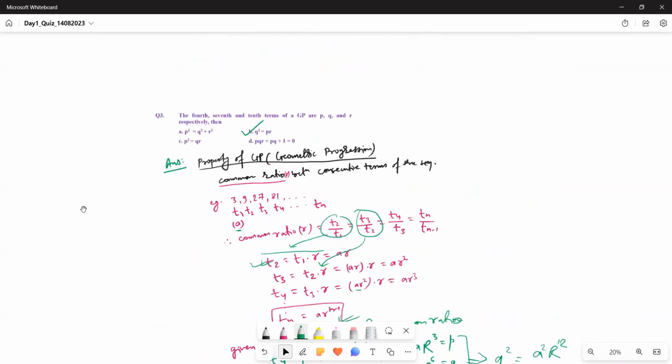So simply you have to use the geometric progression concept, the concept of geometric mean, and even you can play with options, or like you can do it, right? So we are done with question number 3 also.